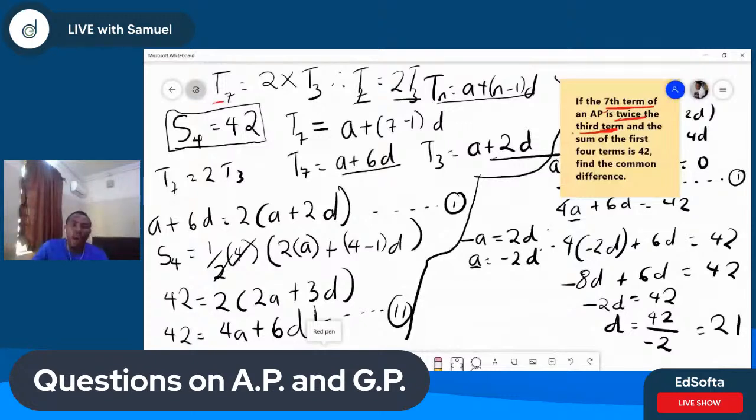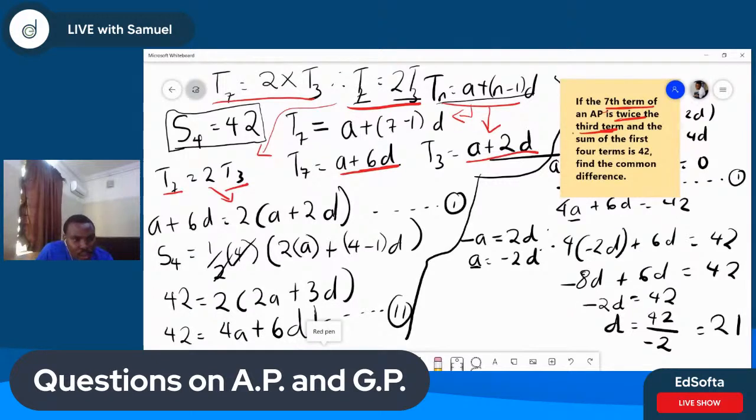Now, like I said, always go back to the formula. So from this formula, I was able to generate this, also generate this. With this, I wrote back this formula here so that I can substitute my A plus 6D and my A plus 2D for my T7 and my T3. That is how this equation was generated.